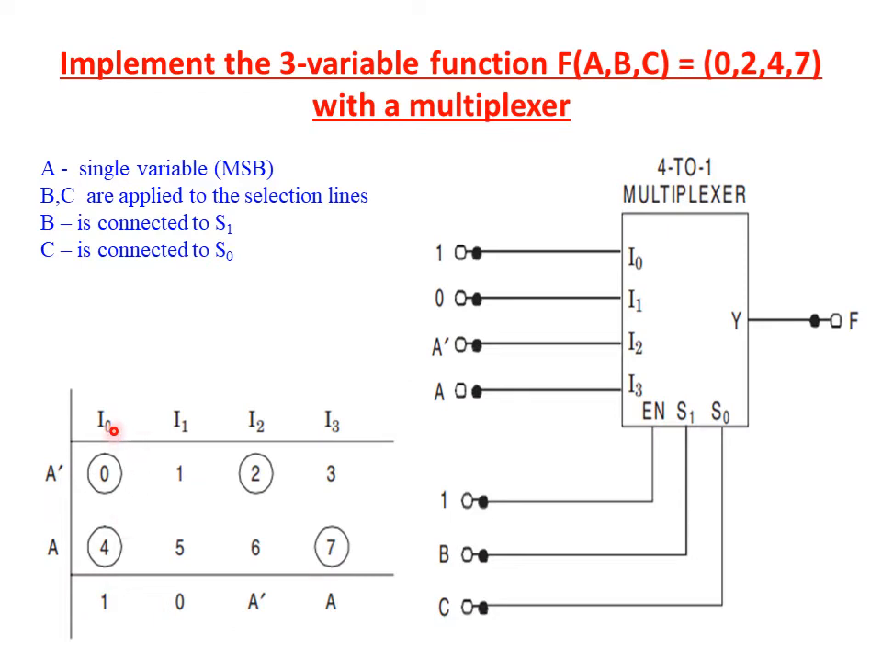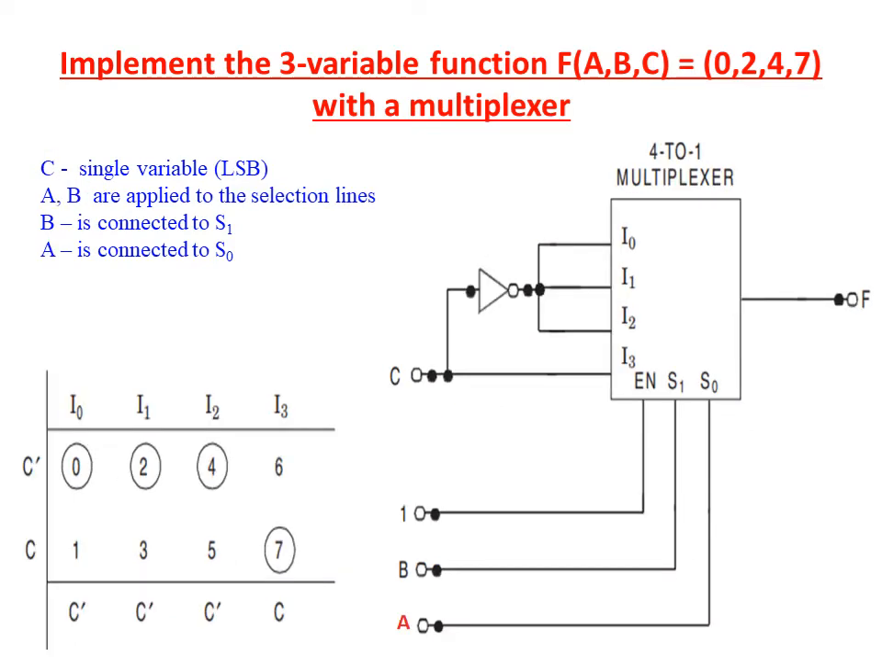So now the input for I0 is 1, I1 is 0, I2 is A bar, I3 is A. So we are applying these single inputs to each input of the multiplexer, and writing the selection lines here, and this is the enable input, which is optional, and the output Y. And this way we can implement the Boolean functions.